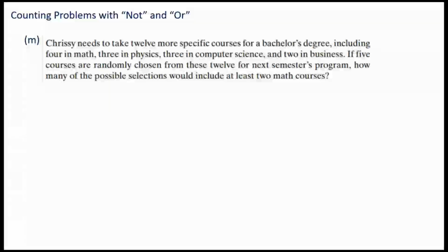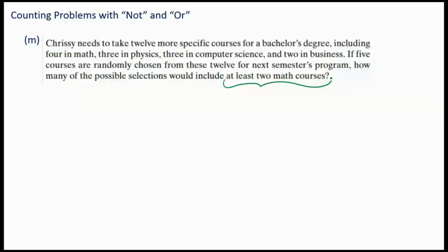All right, so for example M, it says Chrissy needs to take 12 more specific courses for a bachelor's degree, including 4 in math, 3 in physics, 3 in computer science, and 2 in business. That's all 12 classes. It says if 5 courses are randomly chosen from these 12, so we're just picking 5 at random for next semester's program, how many of the possible selections would include at least 2 math courses?